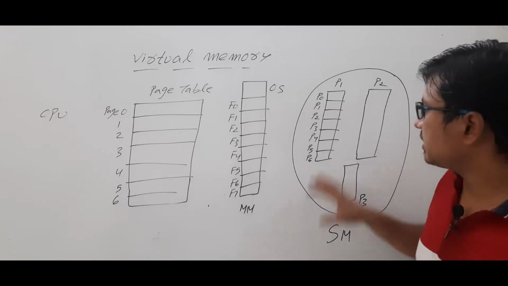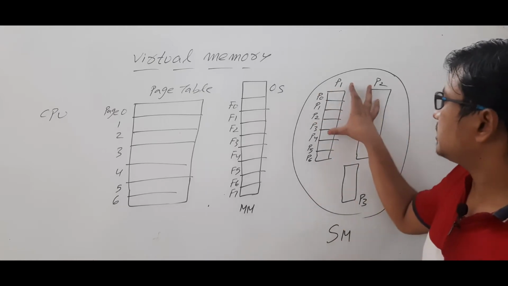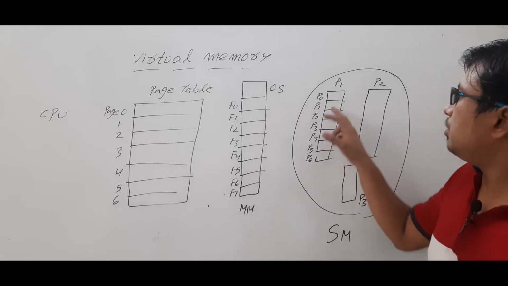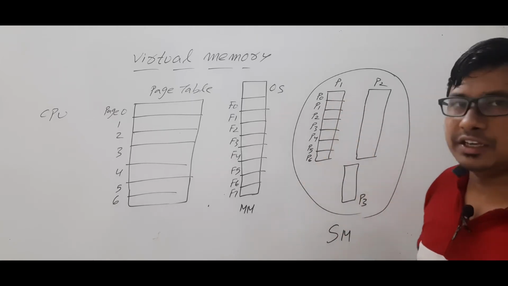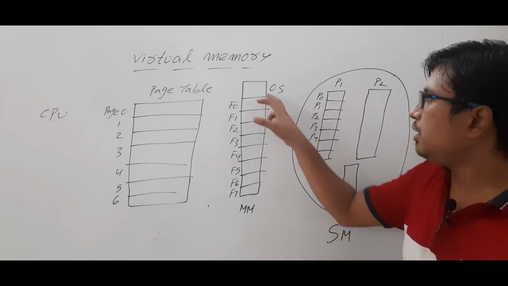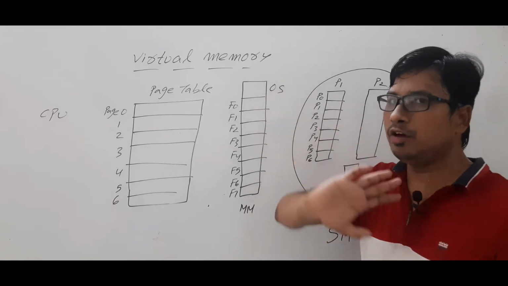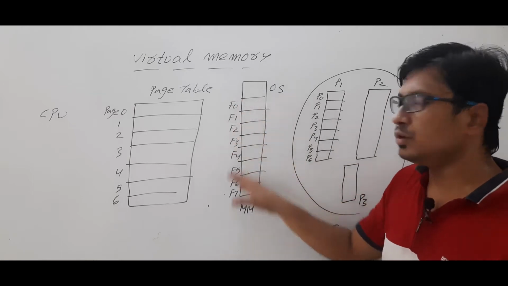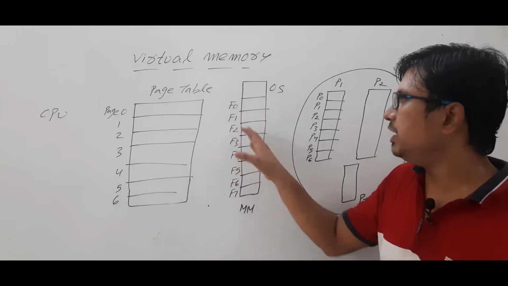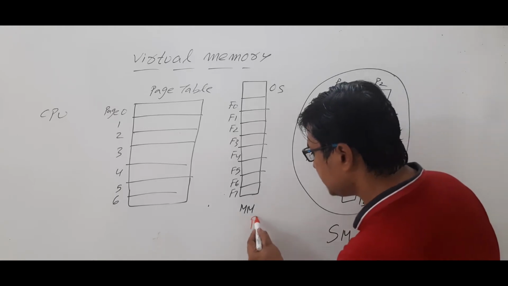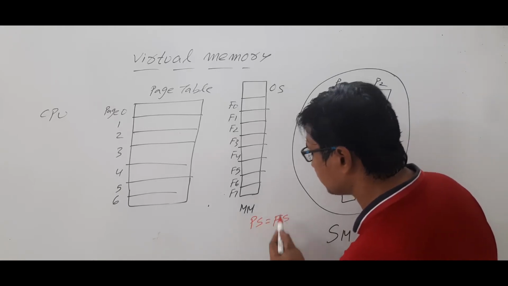Your secondary memory consists of several processes. Let's take that process 1, process 2, process 3 are there. Okay. Now each process is logically divided into pages, and some part of the main memory has been occupied by the operating system, and then you will logically divide the main memory into frames. And remember one important point: the page size will be equal to the frame size.